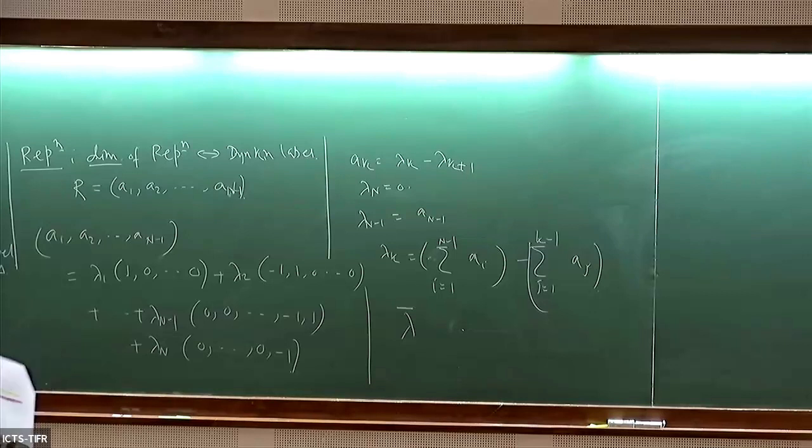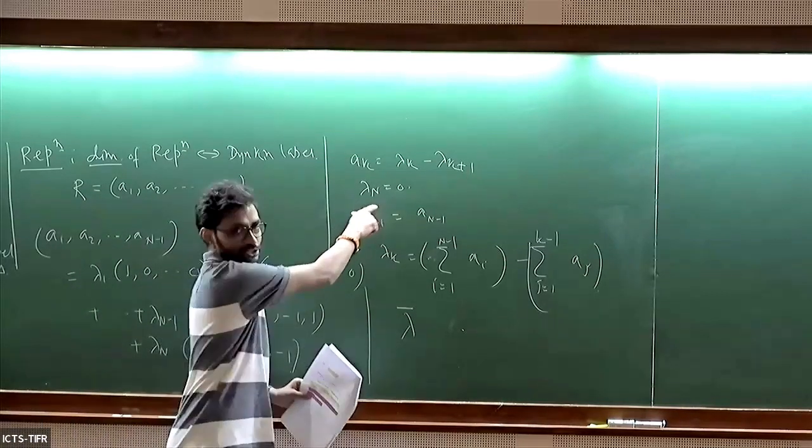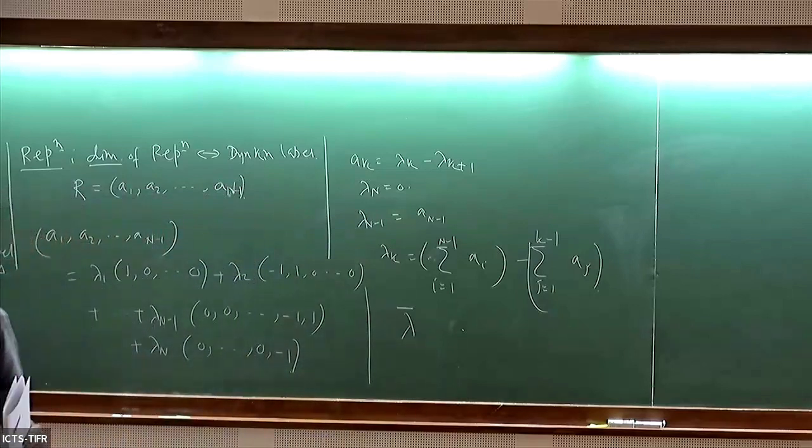Yes, because lambda n is always 0, that's why. Lambda n is always 0 because of overcounting in the basis I am working in.